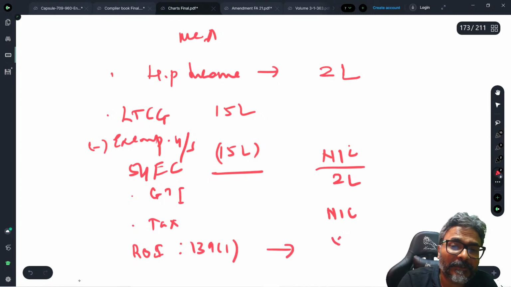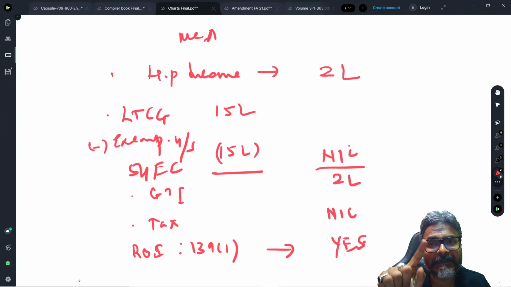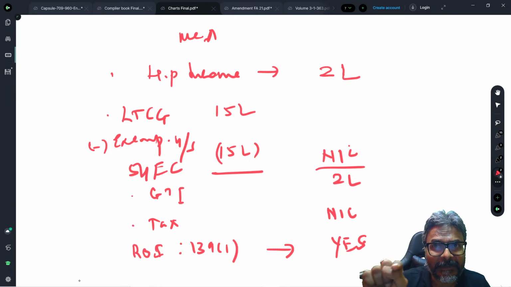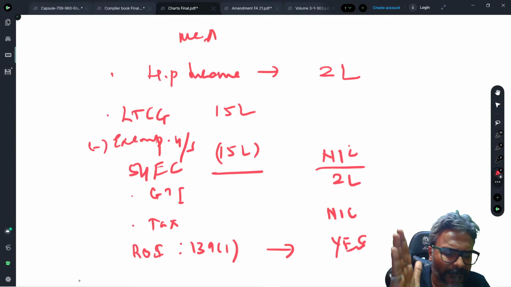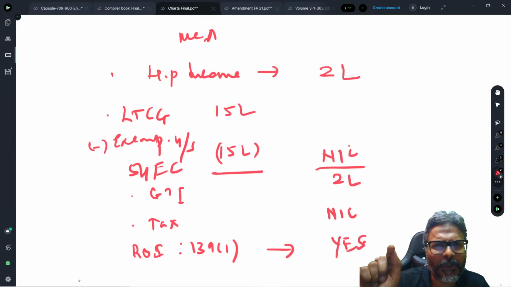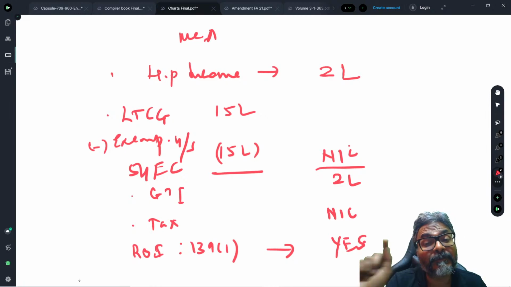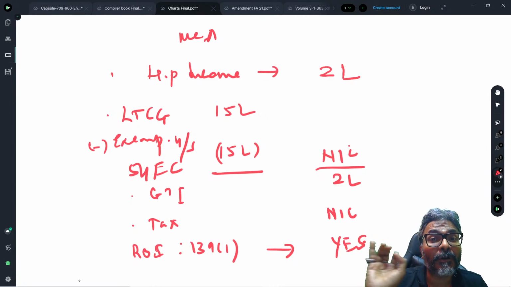Is this person obligated to file the ROI? And the answer is yes. Why is it so, students? Because the GTI before applying the exemption of 54 series exceeds the basic income limit. GTI before the 54 series exemption would have been rupees 17 lakhs. Do you all agree?